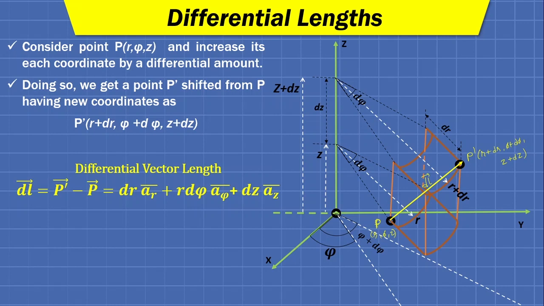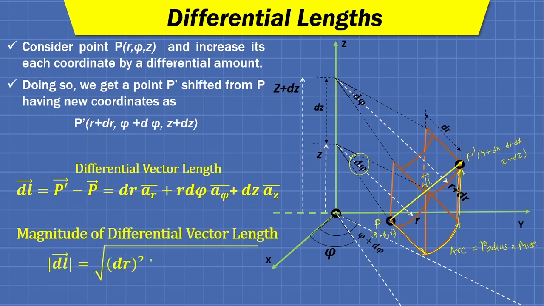Now as you can see, if you want to travel from P to P prime, first we need to move dr units in the direction of r, then we need to move this length in the direction of phi. We only have the angle here, but for the length of the differential element we need to calculate the length of this arc, and the length of an arc is nothing but radius multiplied by angle. So the radius here is r and it is multiplied by the angle, which is dphi. Then from this point we move dz in the direction of z, and finally we reach point P prime.